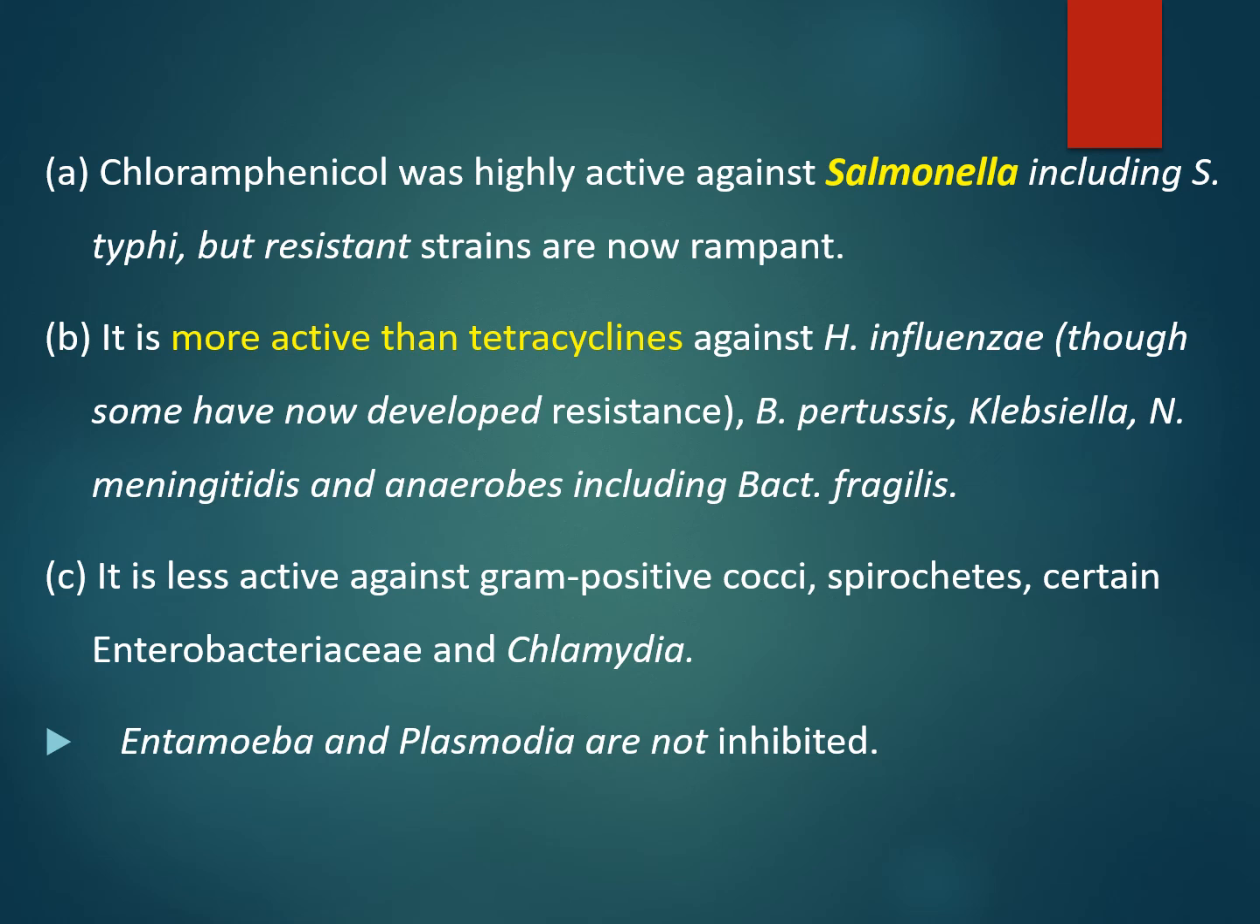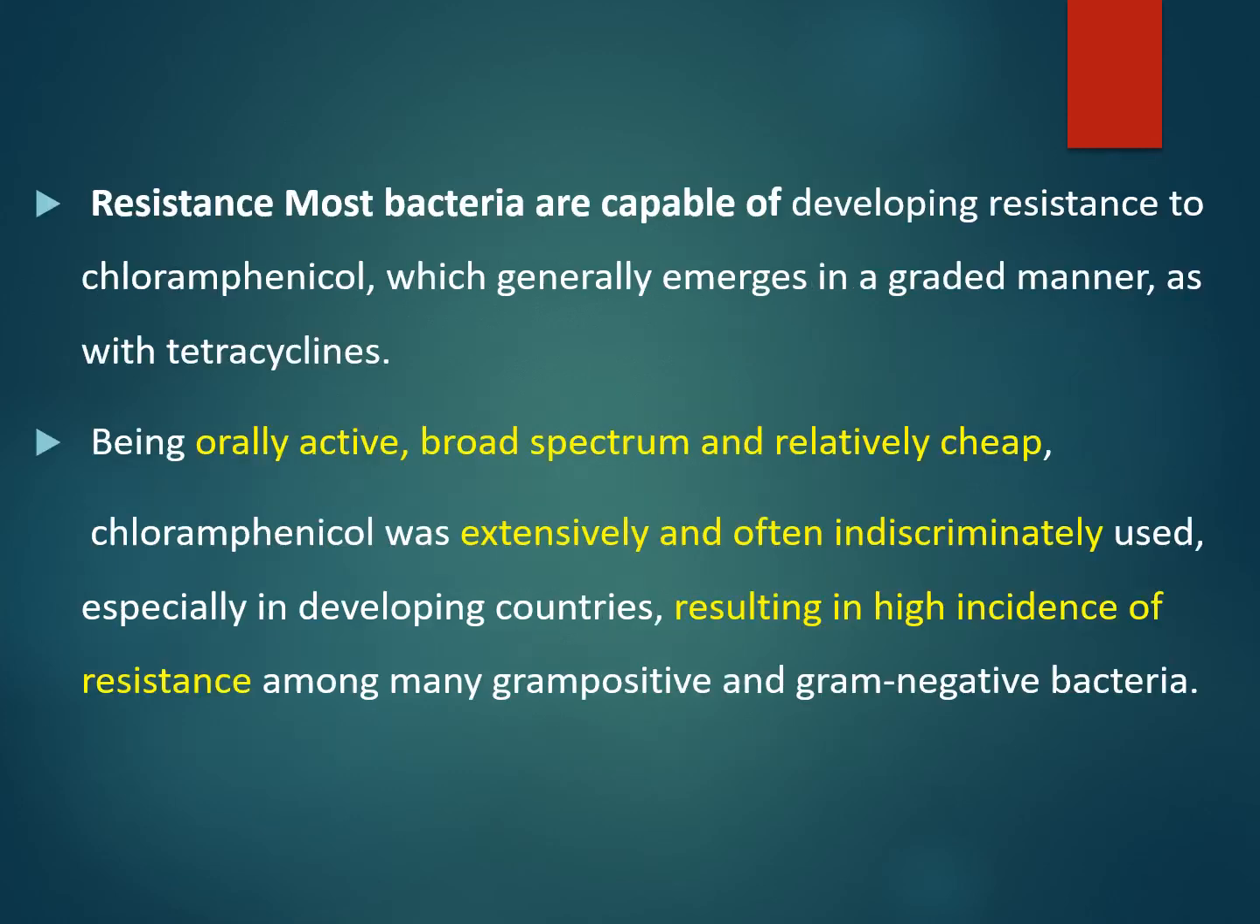It is active against Salmonella, and more active than tetracyclines against Haemophilus influenzae, Bordetella pertussis, Klebsiella, Neisseria meningitidis, and other anaerobes like Bacteroides fragilis. It is less active against gram-positive cocci, spirochetes, certain enterobacteria, and chlamydia. As for resistance, most bacteria are capable of developing resistance to chloramphenicol, which generally emerges in a graded manner, like tetracycline.